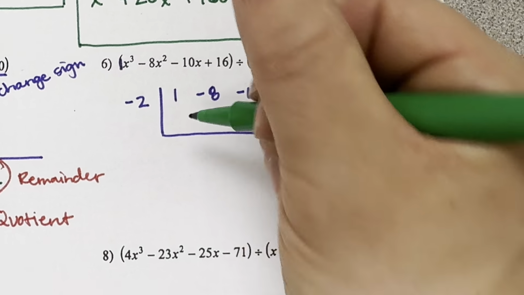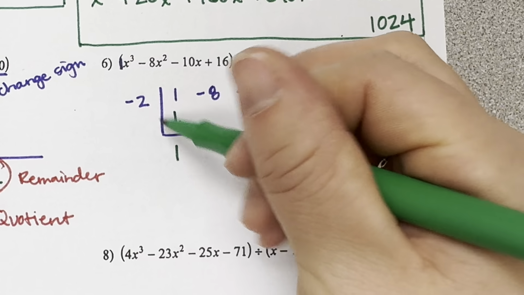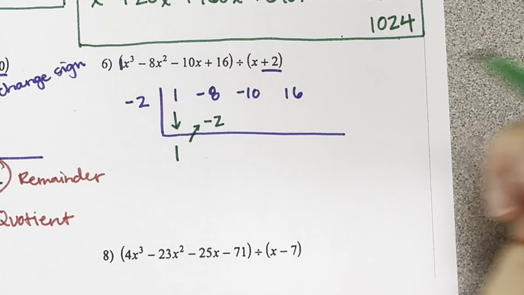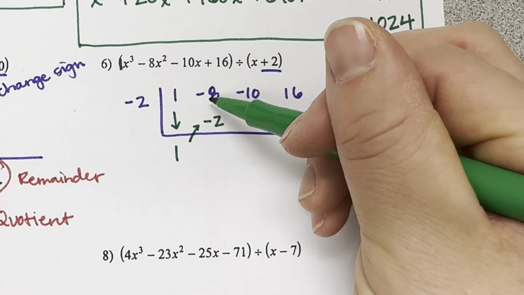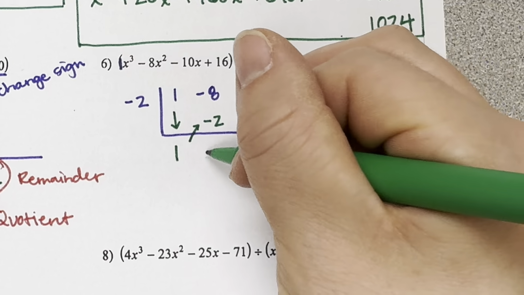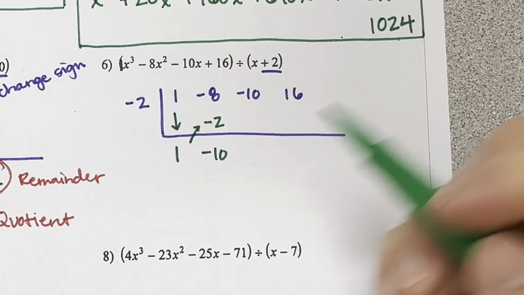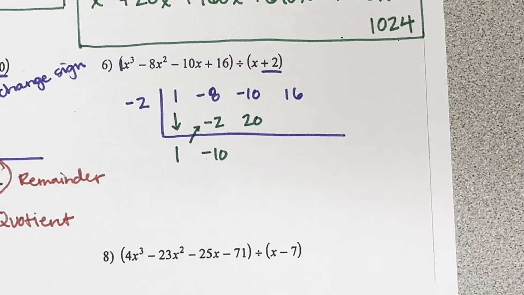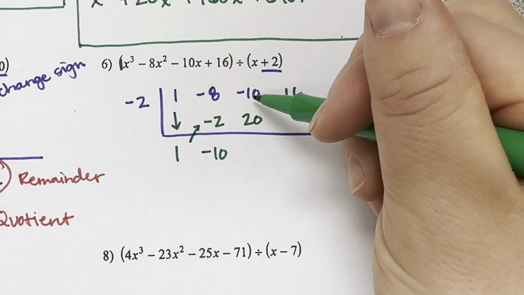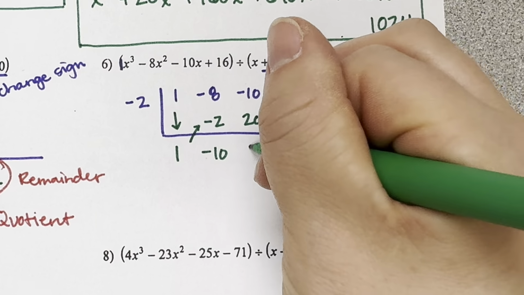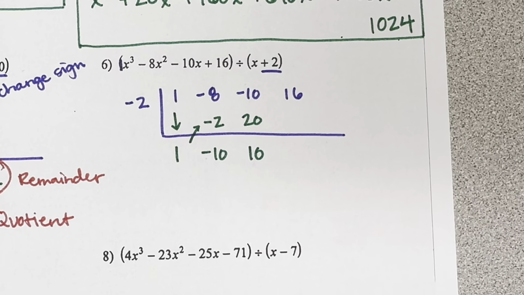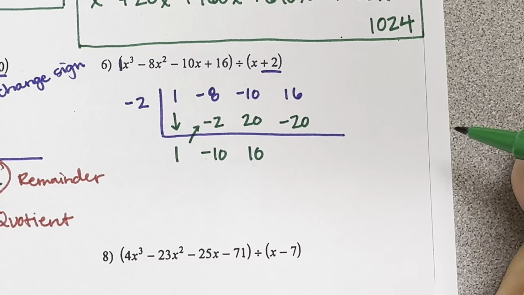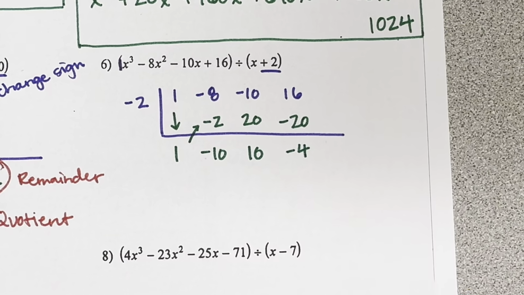Beautiful. Now we just follow the pattern. Bring down that first number, multiply. Any numbers on bottom get multiplied to go to that next spot. So we get 1 times negative 2 is negative 2. Negative 8 minus 2 more is going to give me negative 10. Okay, negative 10 times a negative 2 is going to give me positive 20 in that next spot. Negative 10 plus 20, positive 10. Multiply, negative 20, and add straight down, negative 4.